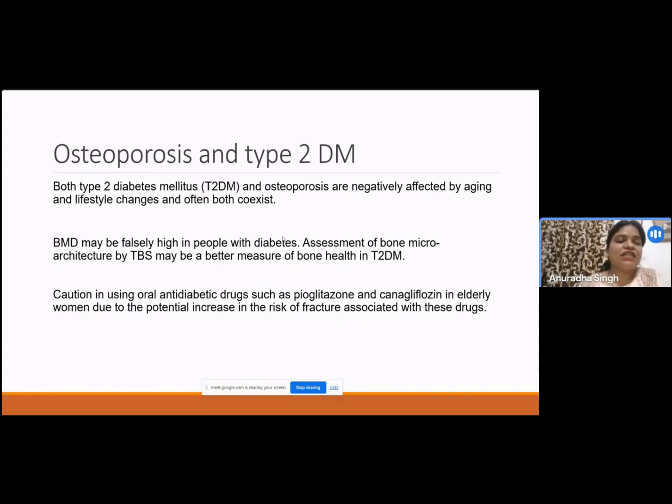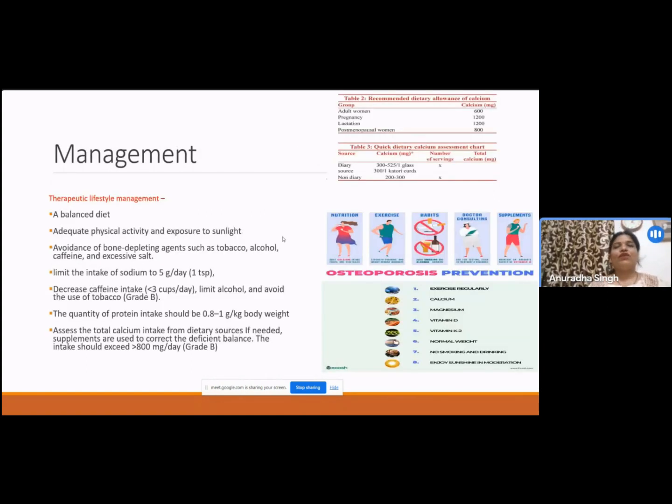Another important thing which I need to emphasize is that when we are using oral anti-diabetic drugs such as pioglitazone and canagliflozin in elderly women, the risk of fracture is also increased. So a word of caution about diabetes. Now coming to the management, we all talk about it. Let us look at the management in detail.